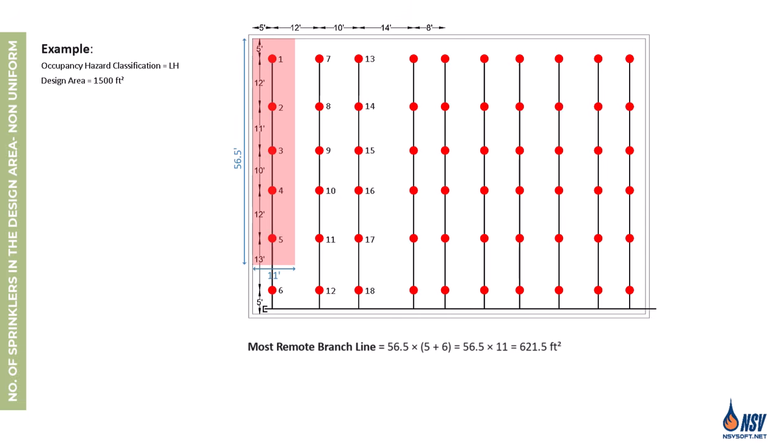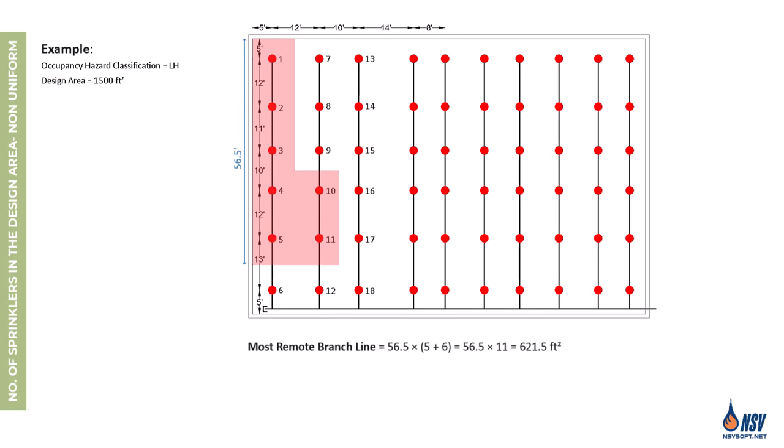Since the required design area is 1,500 square feet, we need to add more sprinklers to meet the NFPA 13 requirement. We now include sprinkler number 11, which is closer to the water supply in the design area. Using the halfway point approach, this sprinkler contributes an area of 11 by 12.5 feet, totaling 137.5 square feet.